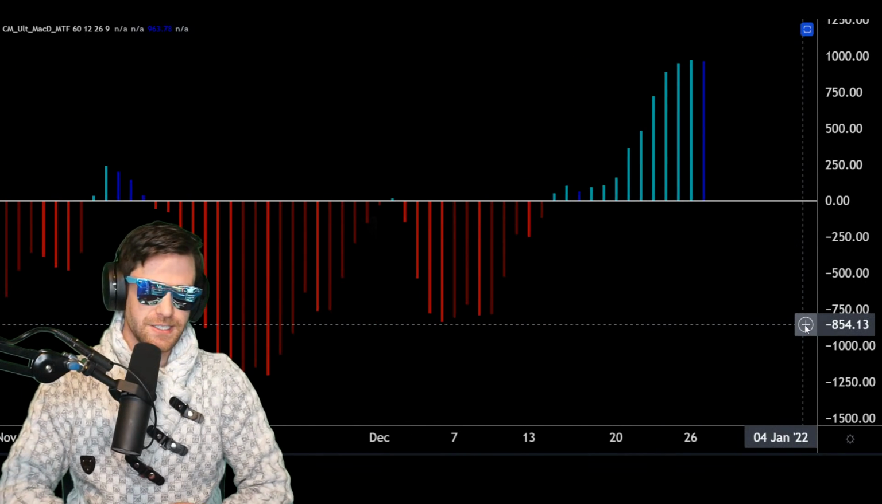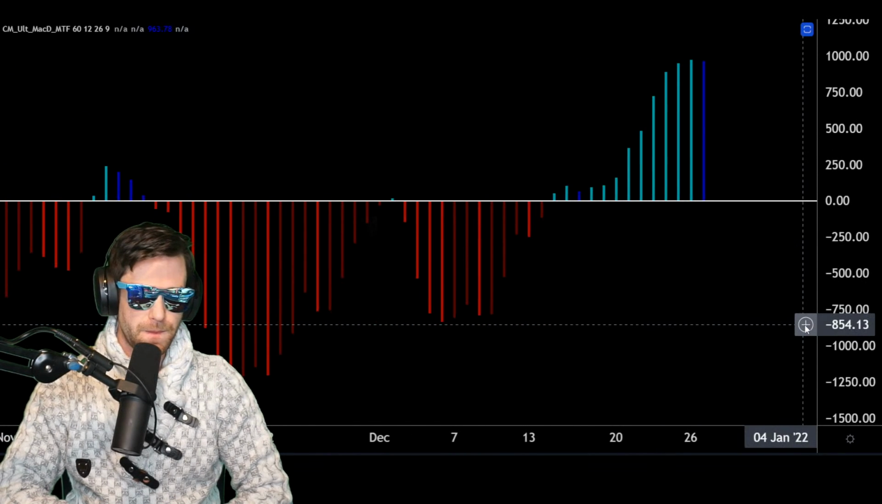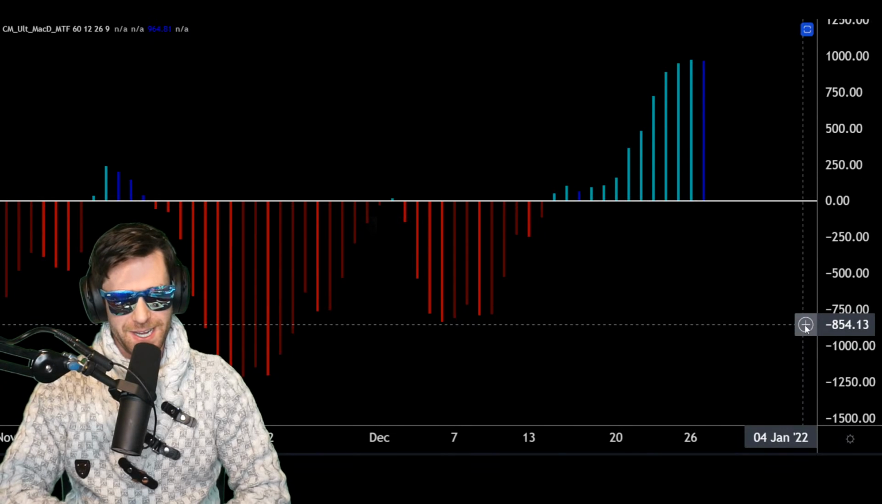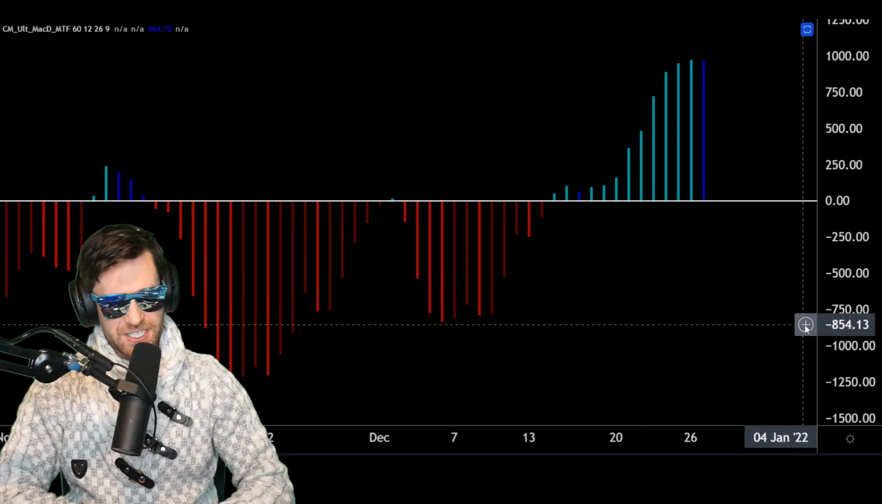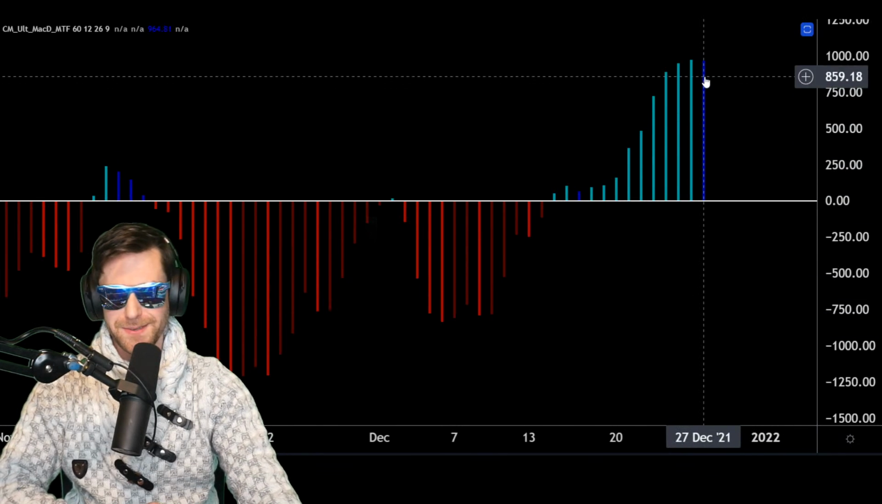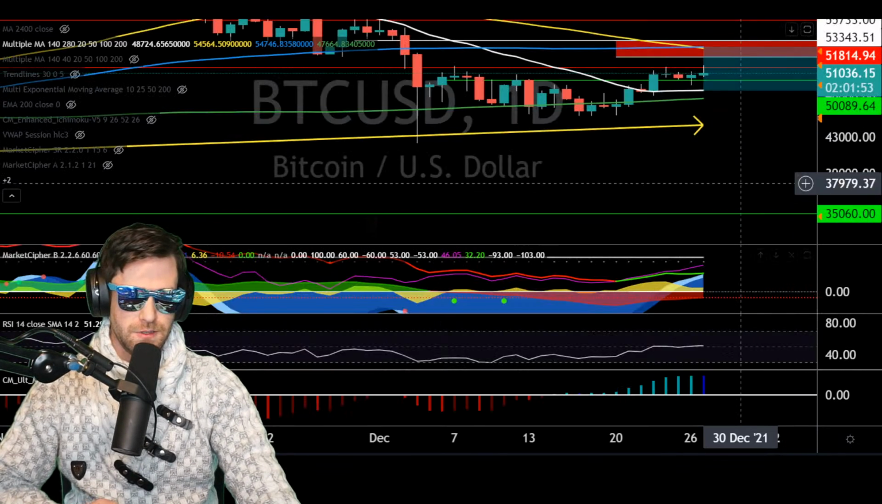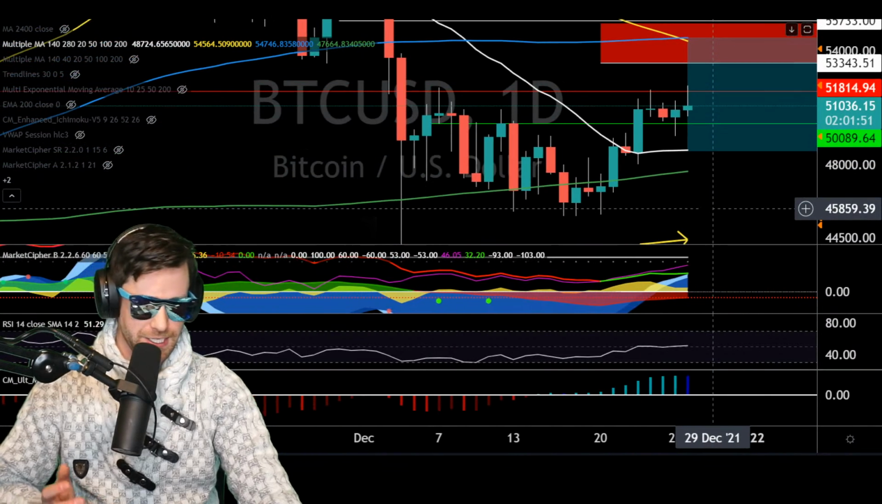MACD on the daily, this is an interesting picture. So we've had many consecutive days of buying momentum increasing. It looks to me about 10. Today we see a dark blue candle suggesting that buying momentum may be slowing down. However, this might line up with what we were saying earlier.